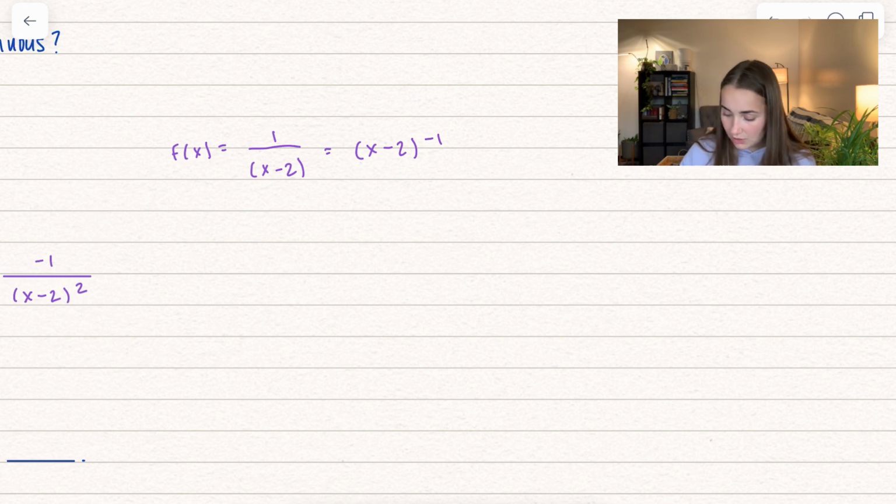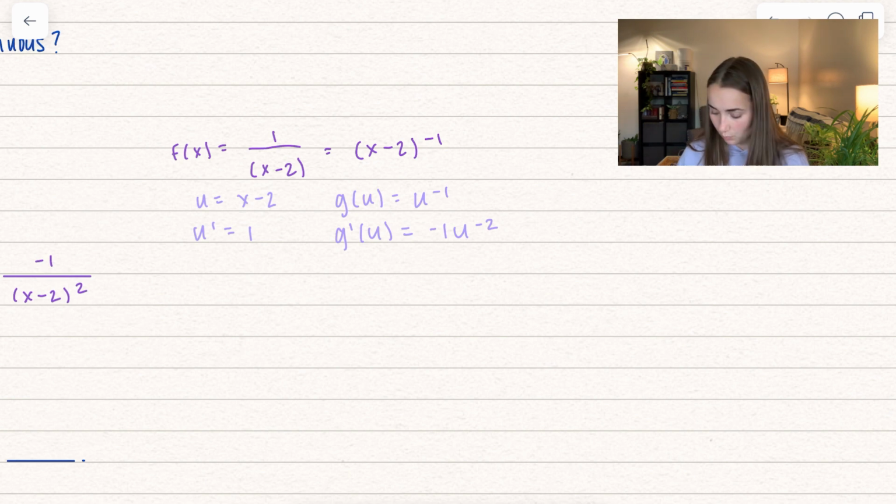And actually what we can use here is chain rule. So I have my inside, which is x minus 2, and my g of u is the outside. So it's the inside to the power of negative 1. If I find my first derivative of u, I just get a value of 1, and my g prime of u is going to be negative 1 u to the negative 2. I just use power rule.